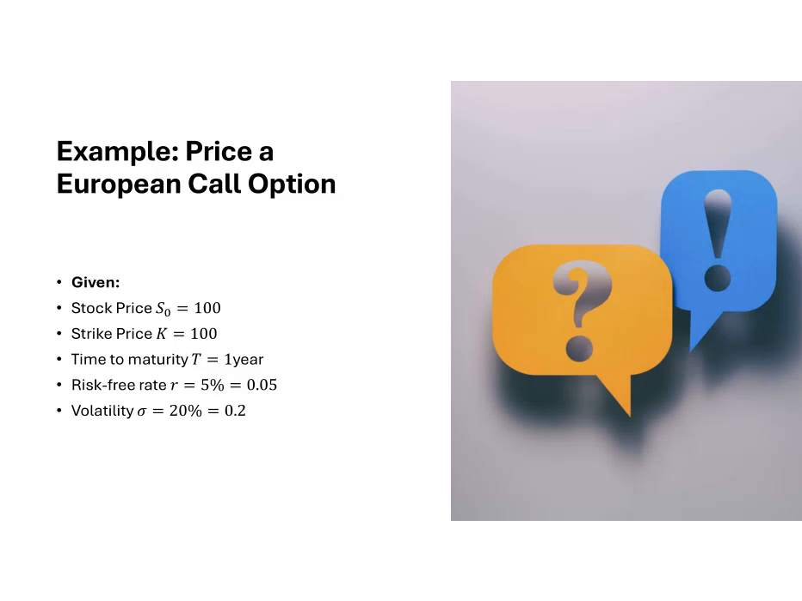Let's look at an example of how to price a European call option. We start with the stock price set at 100, and the strike price is also 100, which means the option is at the money. The time to maturity is 1 year. We assume a risk-free rate of 5%, or 0.05 in decimal form. The volatility of the stock, which measures how much the price fluctuates, is 20%, or 0.2. With these values, we have everything we need to calculate the option price using the pricing model we'll apply next. The question marks and exclamation point in the image represent the process of finding the answer based on these given parameters.